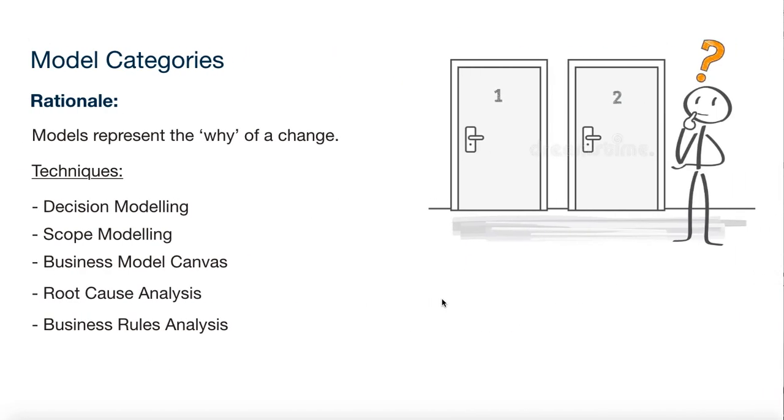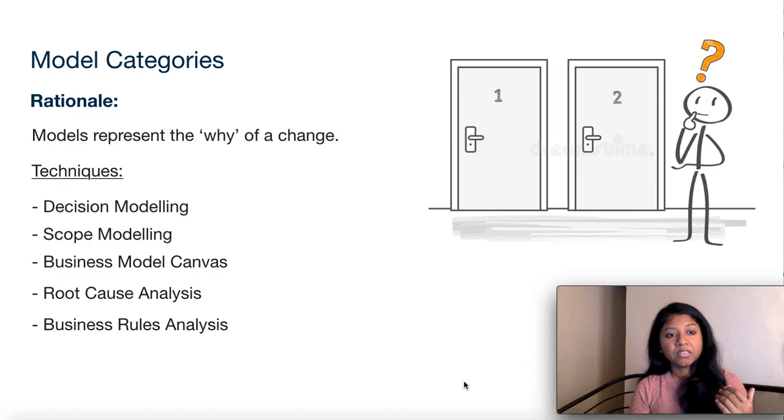The second type of model category would be the rationale category. Rationale is generally a category that defines the why part of a particular change. Why are we making a particular change? Why are we taking a particular decision? All these different rationales would fall under this category. So, the techniques that you would have done, either decision modeling, scope modeling, business model canvases, root cause analysis, business analysis rules, all give you the rationale of why a particular decision had been taken, why a particular change was initiated, why you are going with a particular strategy. All these would fall under the modeling category of rationale.